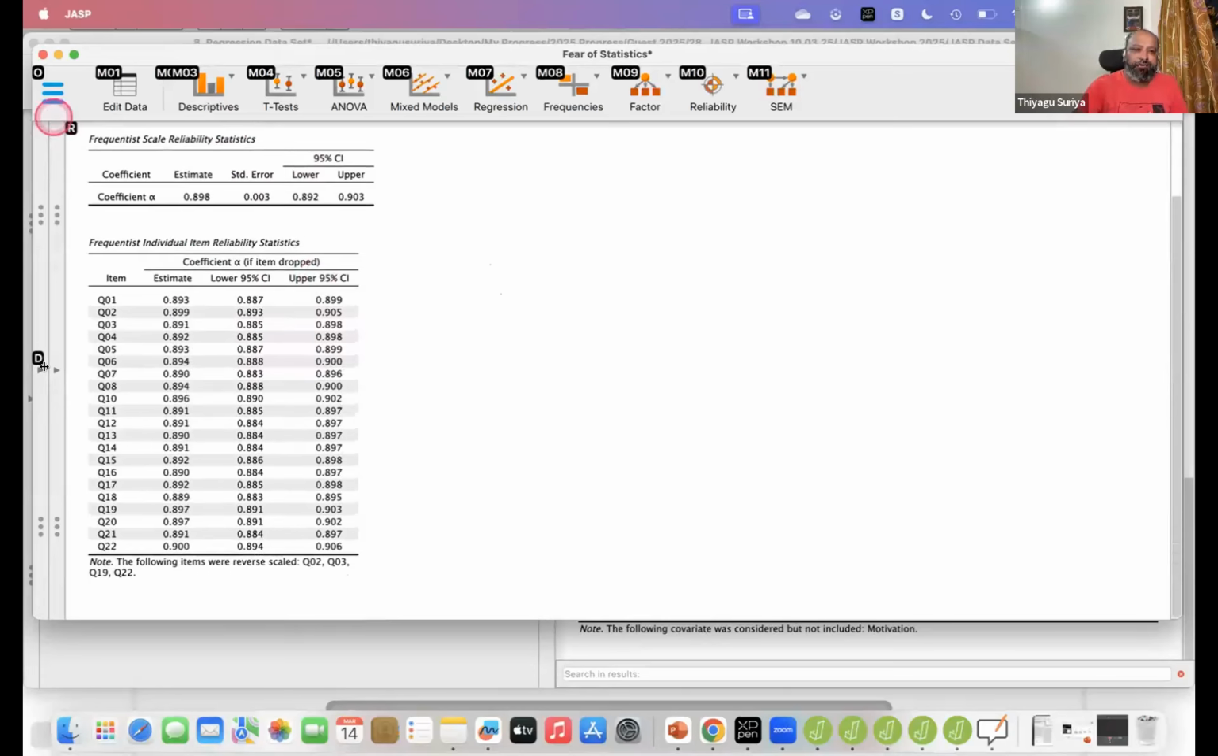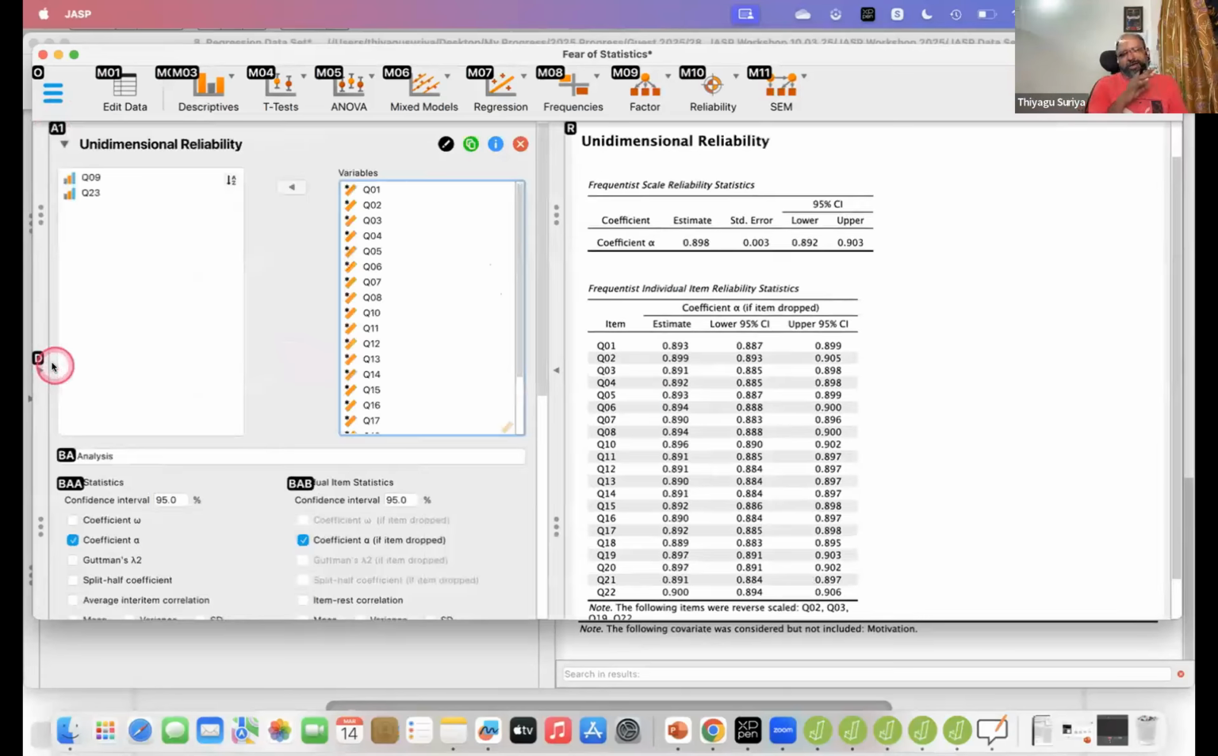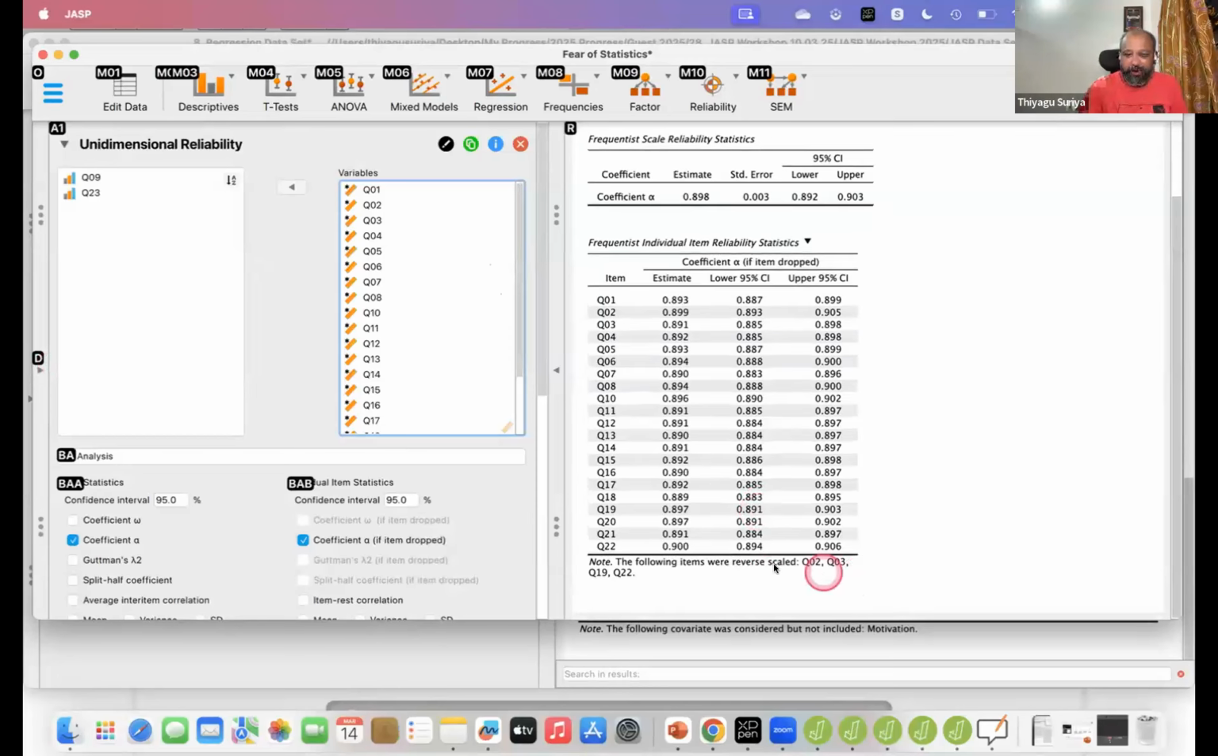Therefore, having this number of items, what is that? Now it's showing that if we remove Q22, our value will be 0.90. Better you can remove that also. You can remove one by one. The following items are also reverse scale. The problem is, don't delete the reverse scale items. That may affect it. That's the reason. Better you can keep this one. Only one time is enough. Otherwise you can remove all.